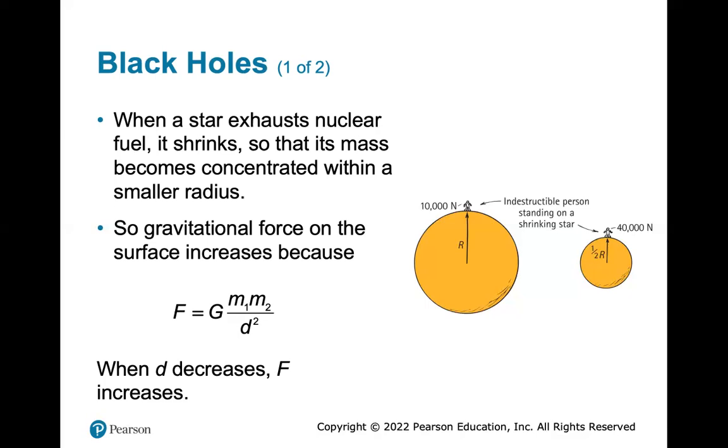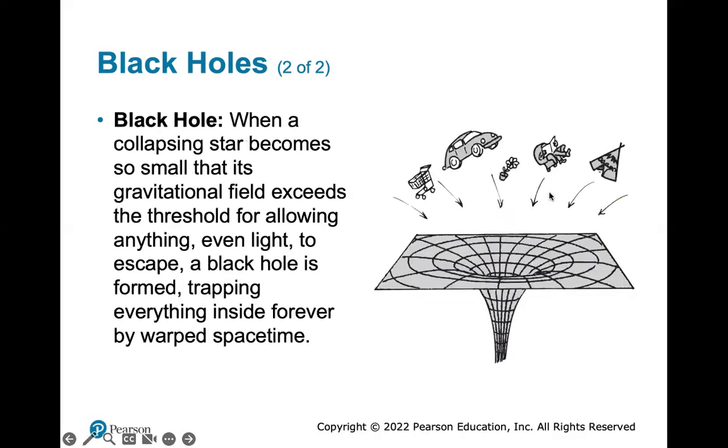So the gravitational force on the surface increases, but the force still equals G times M1 M2 over D squared. So the D has been cut in half, so it increases to 40,000 newtons. When D decreases, F increases. And you can see that the distance has decreased, so it's quadrupled. Oops. I think that's okay.